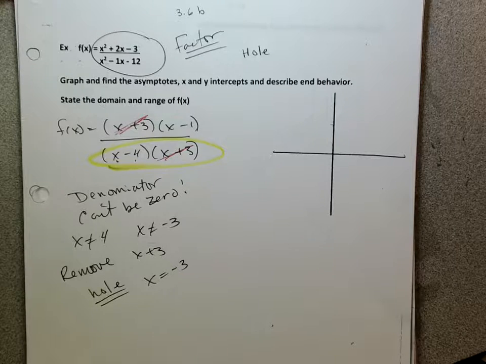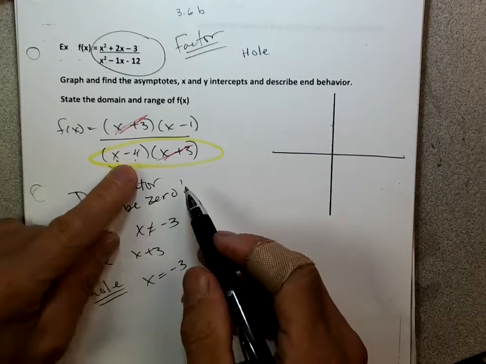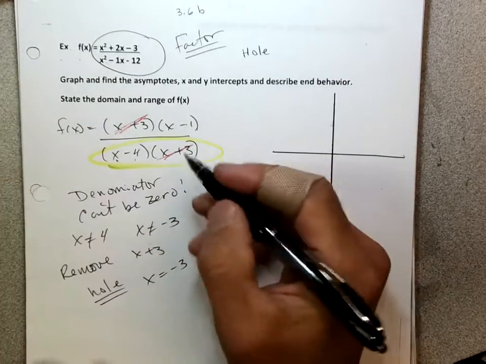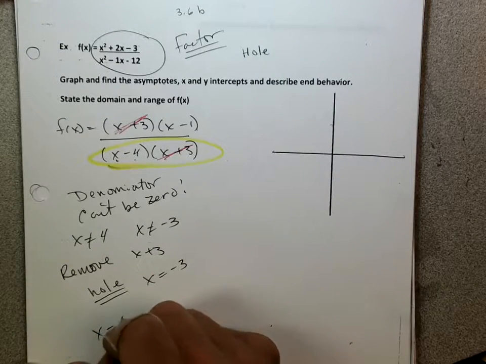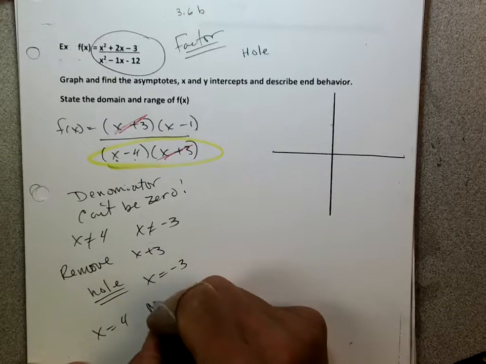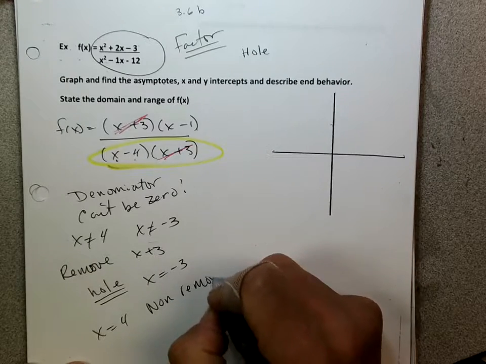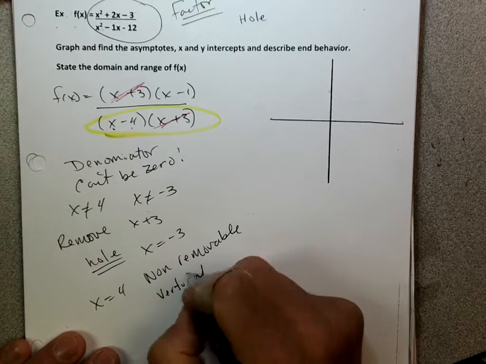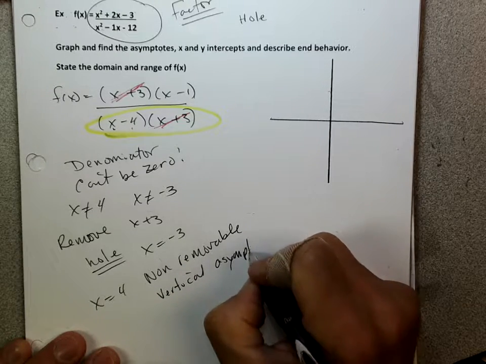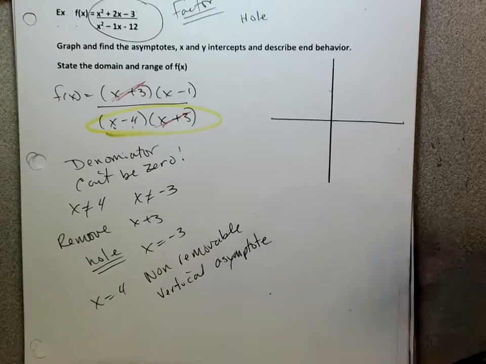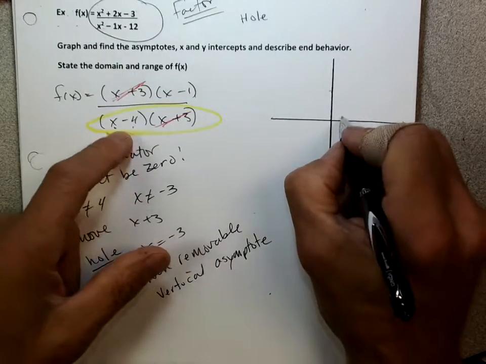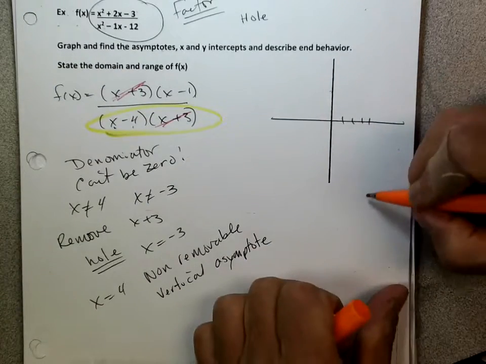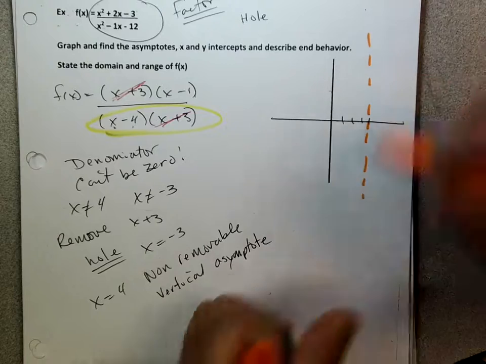But the x minus 4 cannot be removed. There's no way you can factor that or cancel that. So what happens at x equals 4, since it's non-removable, is you're going to have a vertical asymptote. So right off the bat, the first thing I'm going to graph is at positive 4. I'm going to go 1, 2, 3, 4, and I'm going to draw in my vertical asymptote for sure.